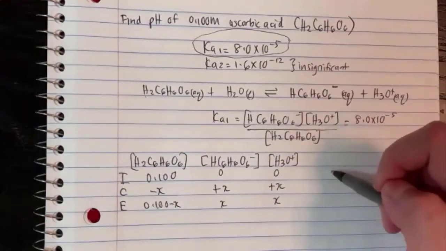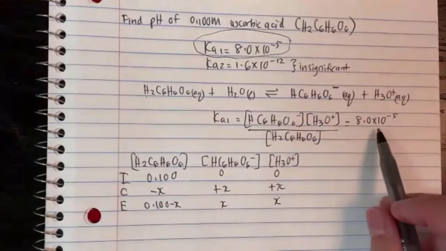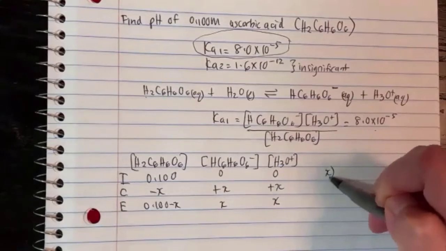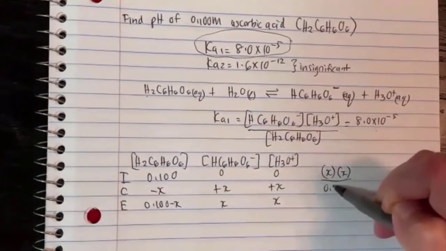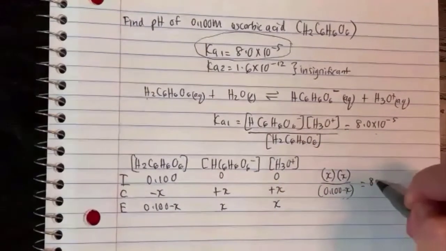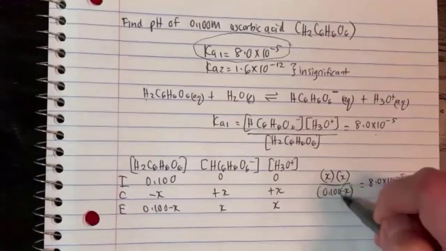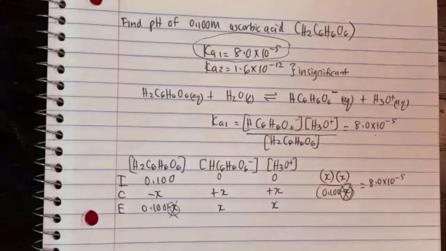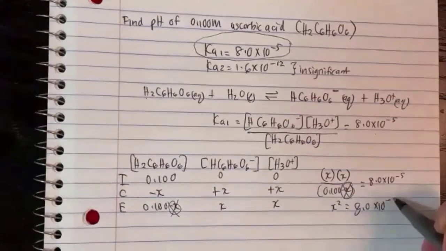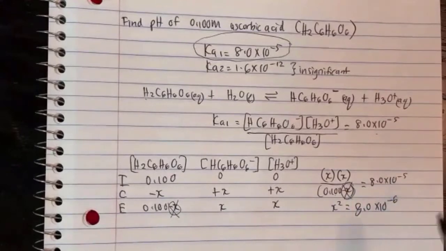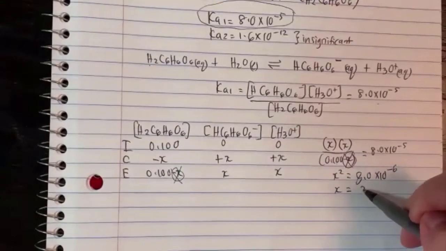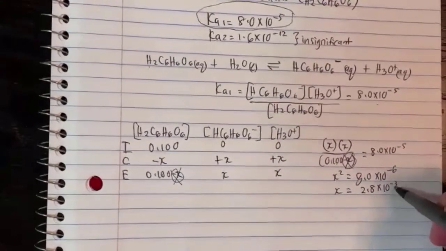In this case, let's solve for x. This is small, so I'm going to do my shortcut, and then we can check it. So it's x times x over 0.1 minus x, and that equals 8.0 times 10 to the minus 5. We're going to cross this one off and check it later. So x squared is 8.0 times 10 to the minus 6, because I multiply those together, okay? Then take the square root of that value: 2.8 times 10 to the minus 3.